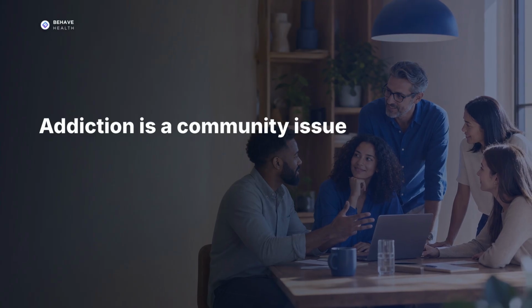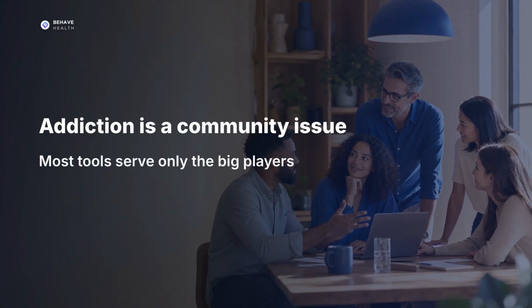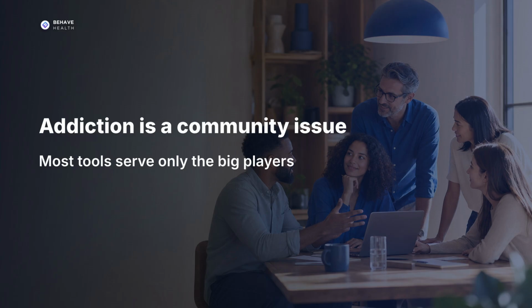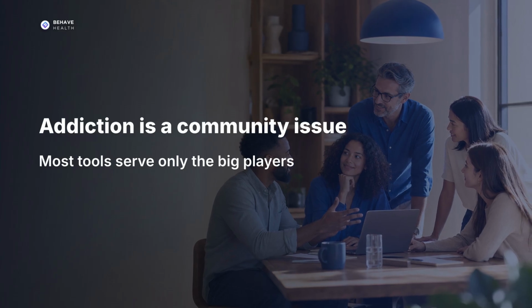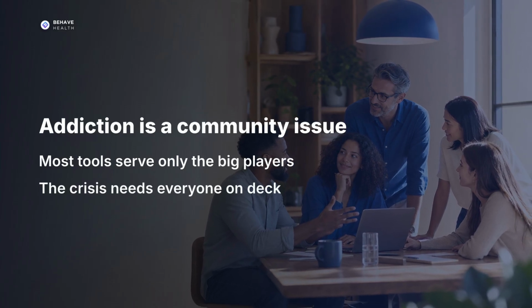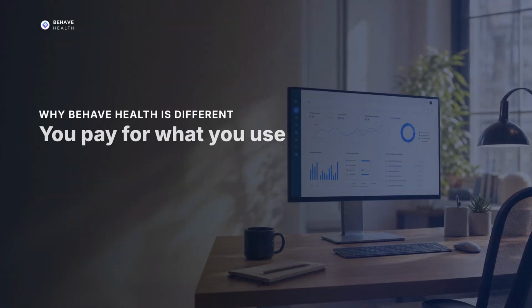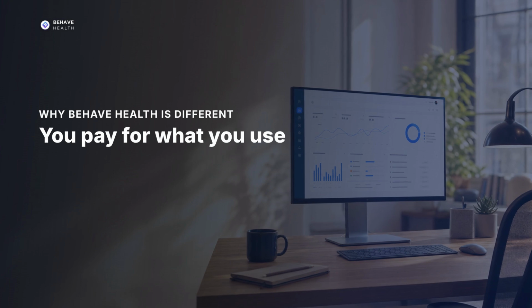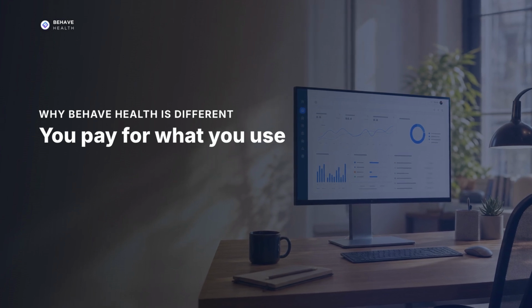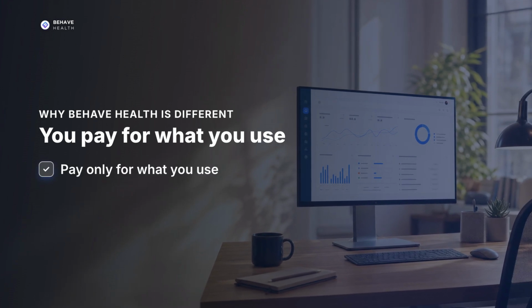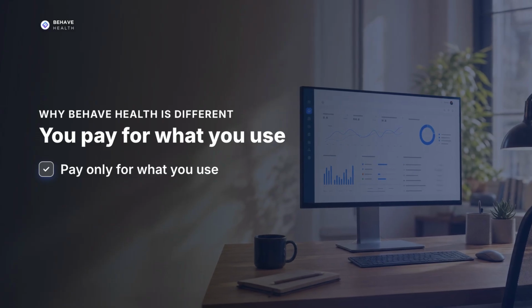Here is the problem Behave Health set out to solve. Some competitors design and price their tools with only the biggest players in mind, leaving small operators behind. But addiction is a community issue that needs a community solution. The big players and the small operators, working together. That is why Behave Health is designed to support centers of every size. You pay for what you use, according to the scale of your business, and no more.